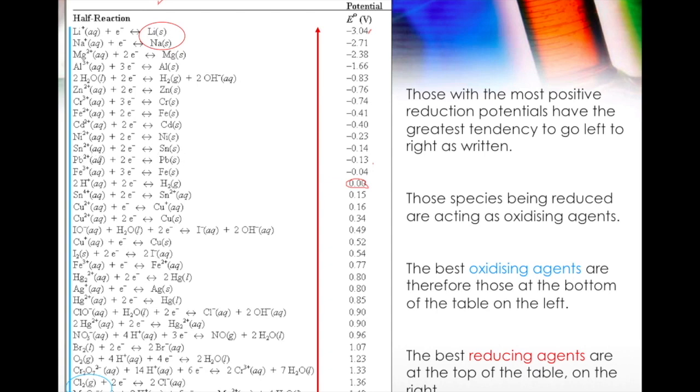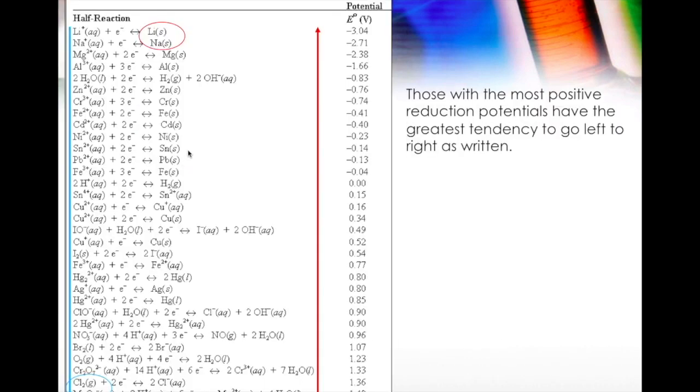Take a look at this equation. Lead is obviously undergoing reduction. So if lithium is more likely to be reversed, that means lithium is likely to be undergoing oxidation, which means lithium will end up losing electron to lead. Okay, so that's what it simply means.